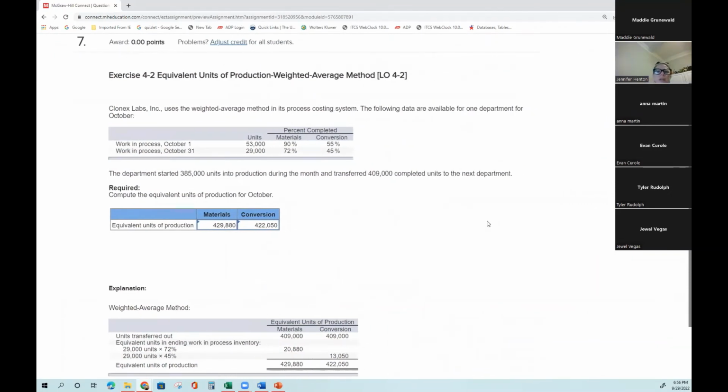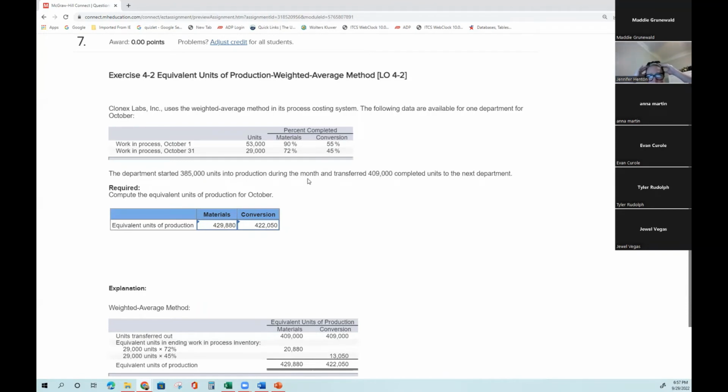All right, so they use the weighted average method for process costing, and they're giving us this information here for one of the departments. It gives us our work in process in the beginning and at the end of the month, shows us our units, shows us the percentages. It says the department started 385,000 units into production during the month and transferred out 409,000 completed units to the next department. So we completed and transferred out 409,000, and we know that is how many units came out.